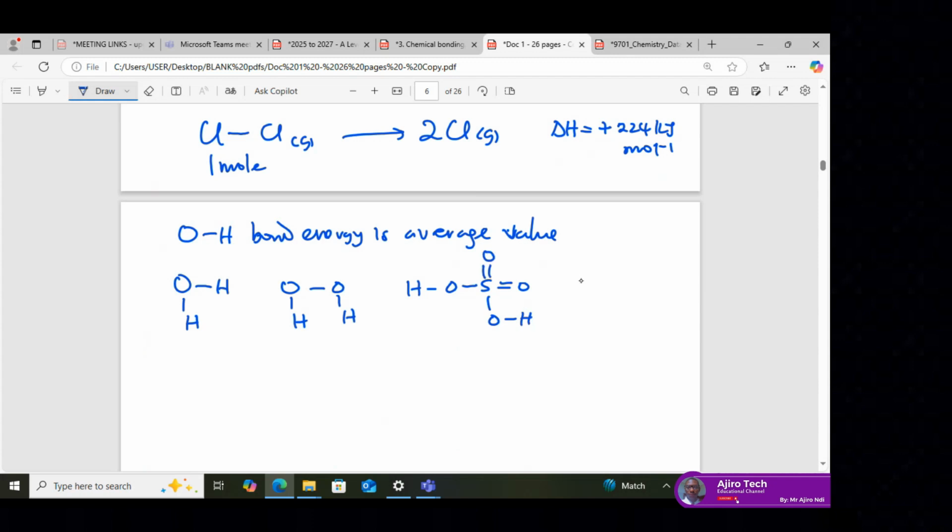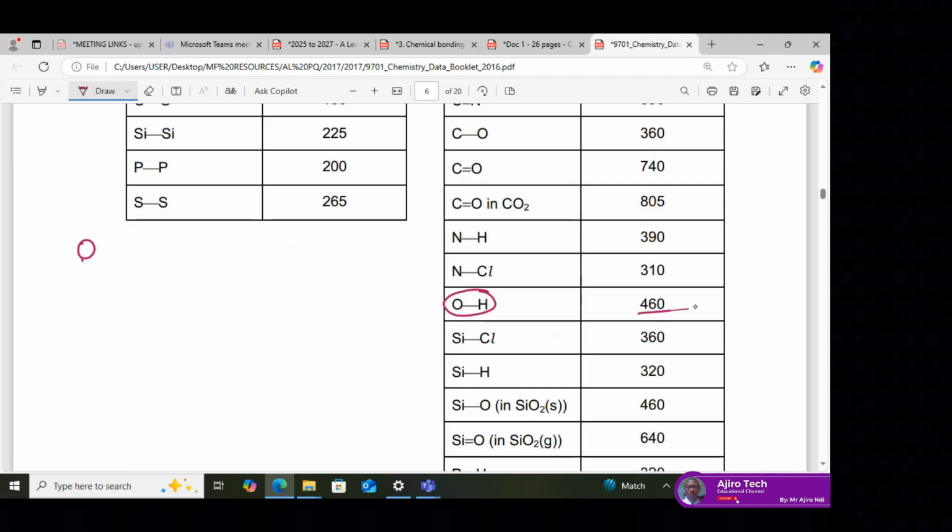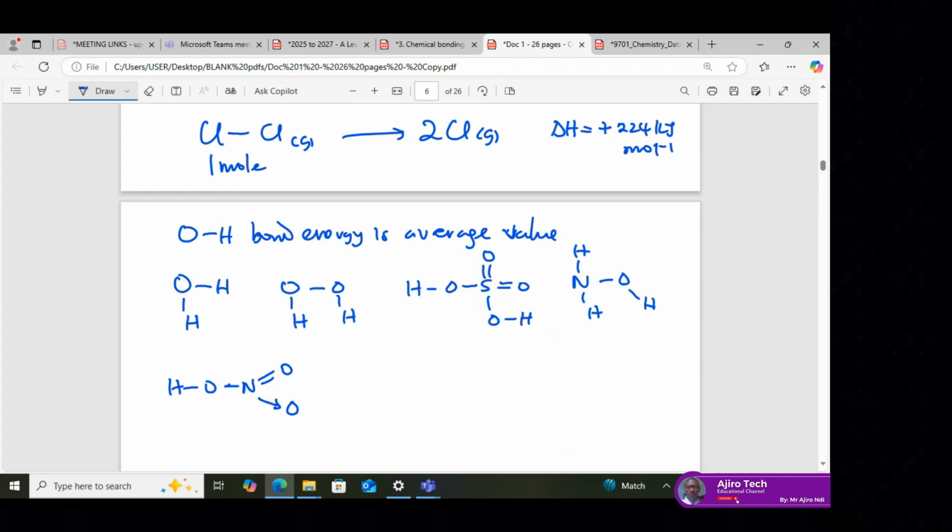You can have O-H in hydroxylamine. You can have O-H in nitric acid. There are many O-H values. When you find the average of all of them, what is the average value for O-H? 460. So 460 kilojoules is not exact. Some values are exact, some are average. Is that okay?